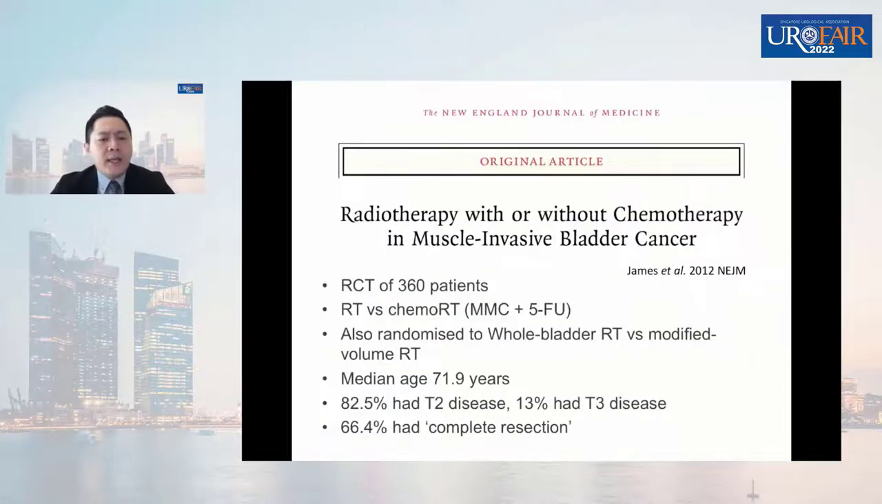And an article, a very famous one by Nick James, an RCT comparing RT alone versus RT together with chemotherapy, 360 patients. In this cohort, the median age is about 72 years old. One thing to take note of is that over 80% of the patients had T2 disease. And then 66% of the patients were considered to have complete resection before this chemo RT. So these are relatively good patients when we contemplate trimodal therapy.